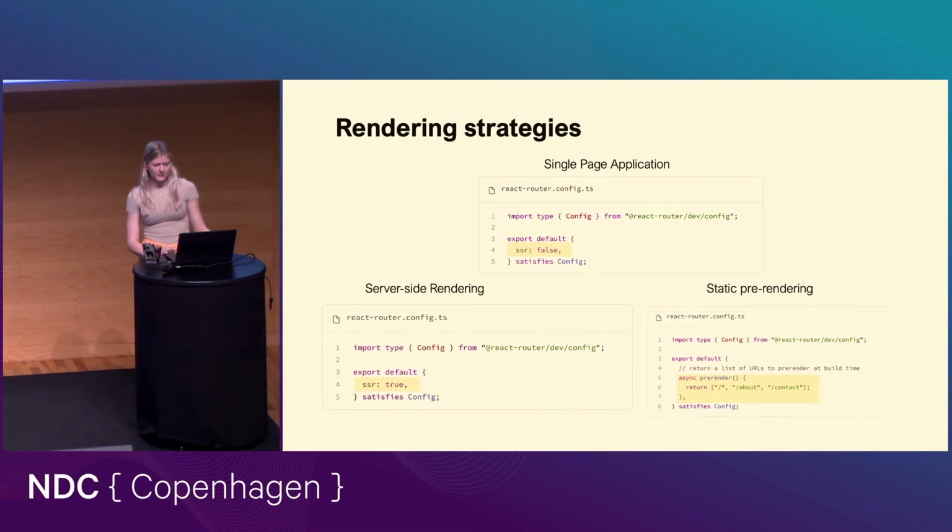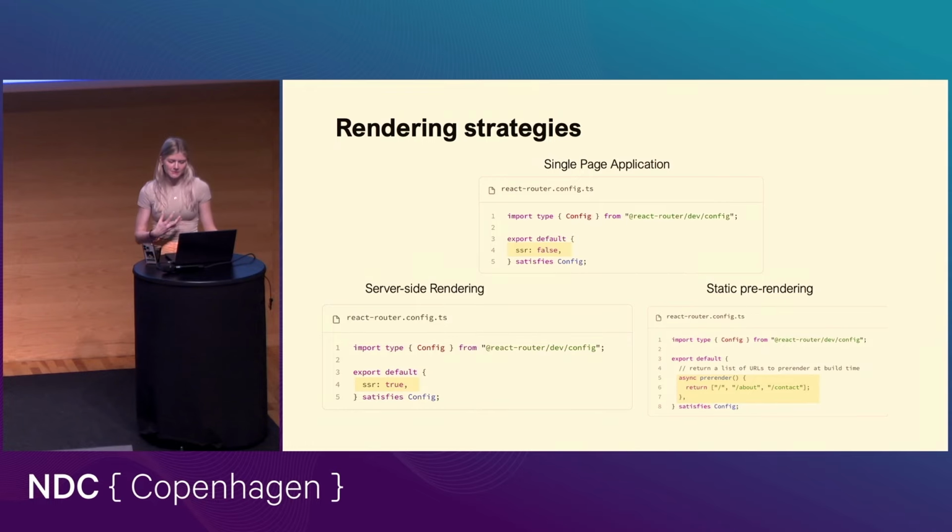There's actually 3 rendering strategies in React Router v7. We have client-side rendering, of course, server-side rendering, and also static pre-rendering. And then you can configure this in your config file. And routes are always client-side rendered as the user navigates around the app. So if you're looking to build a single-page app, you can just disable server rendering and be in SPA mode.